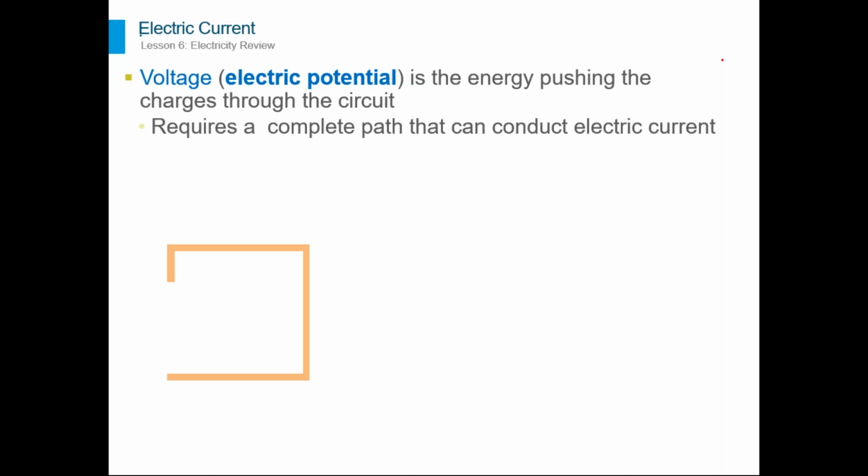There are three important parts to current that we're going to worry about. First is the voltage, also called electric potential, and this is the energy that's pushing the charges through the circuit. You could have a circuit set up and electricity is not going to flow through it unless you have a voltage. We're just going to use a battery to indicate voltage, but it could be a generator or a thermocouple or different types of batteries, lots of ways to start a voltage. So you need a voltage and a complete path that can conduct the electric current, in this case from one side of the battery to the other.